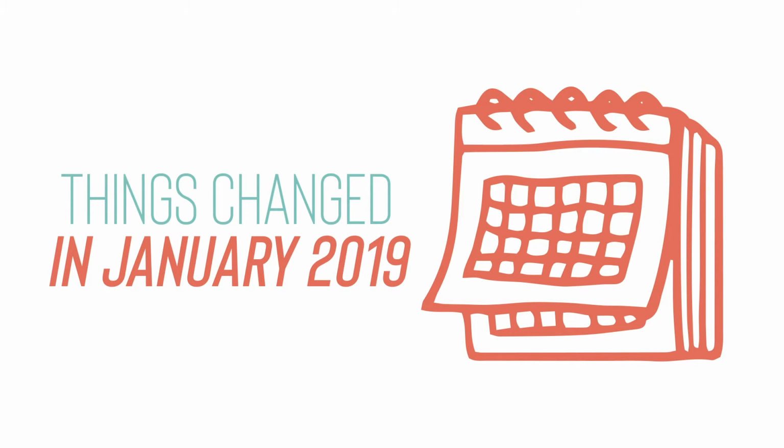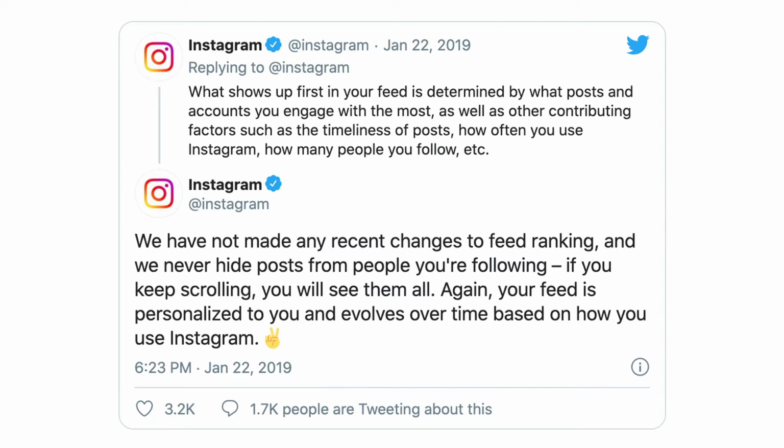Instagram said this on their post. They said what shows up first in your feed is determined by what posts and accounts you engage with the most, as well as other contributing factors such as timeliness of post, how often you use Instagram, how many people you follow, etc. And then they said, we have not made any recent changes to feed ranking, and we never hide posts from people you're following. If you keep scrolling, you're going to see all of them. Again, your feed is personalized to you and evolves over time based on how you use Instagram.